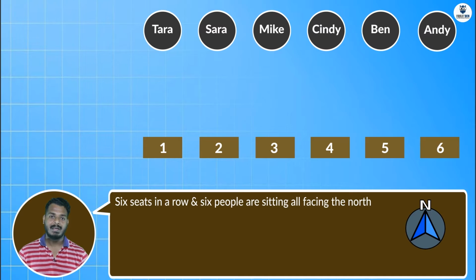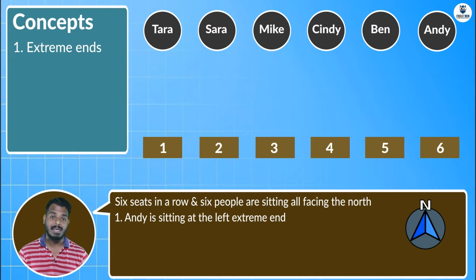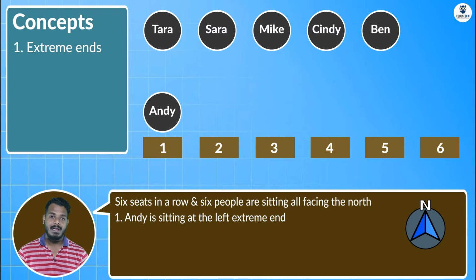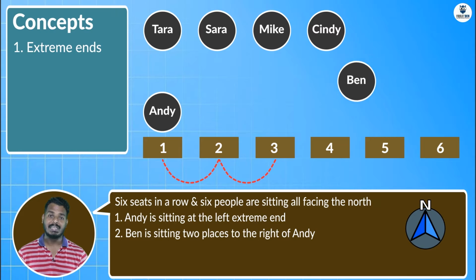Now say it is given that Andy is sitting at the left extreme end. Now what are the extreme ends here? Seat number 1 and seat number 6 would be the extreme ends, and the left extreme end would definitely be seat number 1. And say the next point is Ben is sitting 2 places to the right of Andy. Where would Ben be sitting? So 2 places to the right means we have to take 2 steps to the right. So it would be something like this: 1 and 2. So Ben would be sitting at seat number 3.